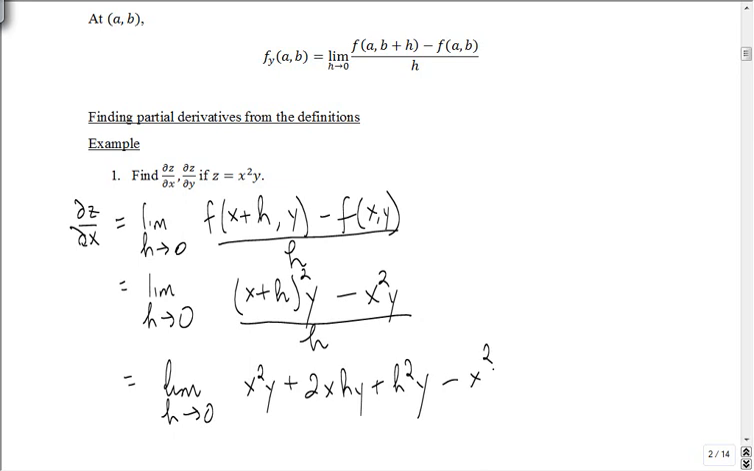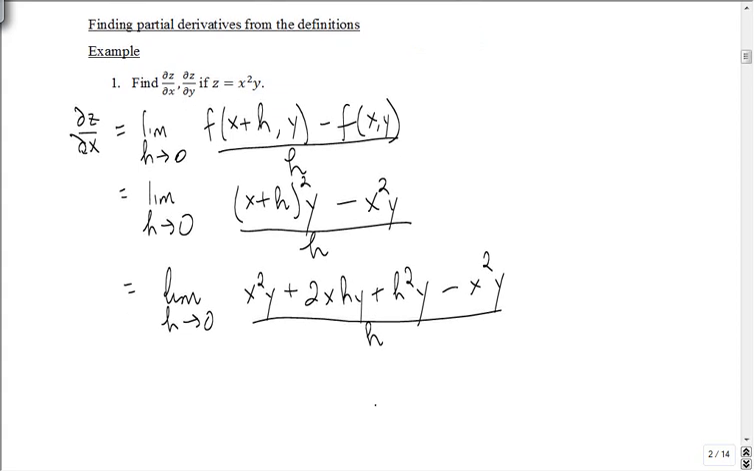minus x squared y all over h. So the x squared y's are going to cancel. You have left 2xhy plus h squared y over h.